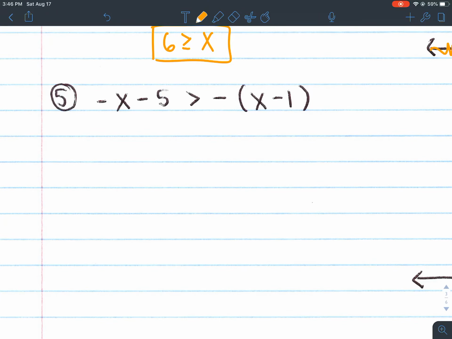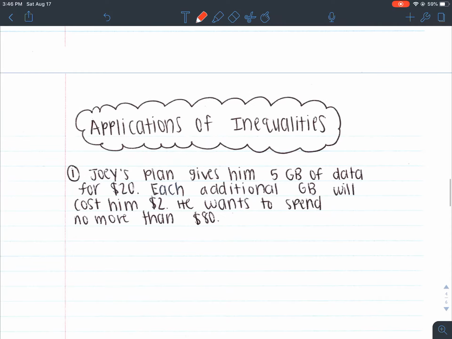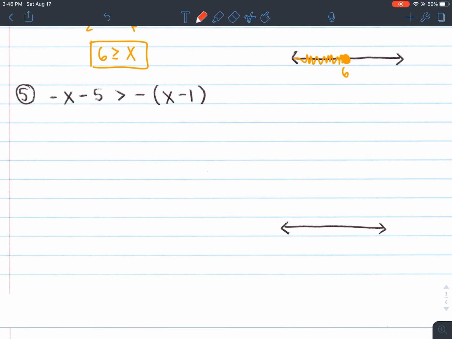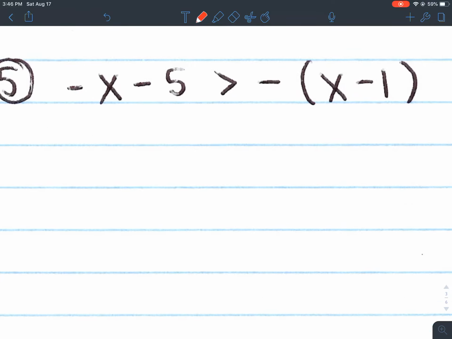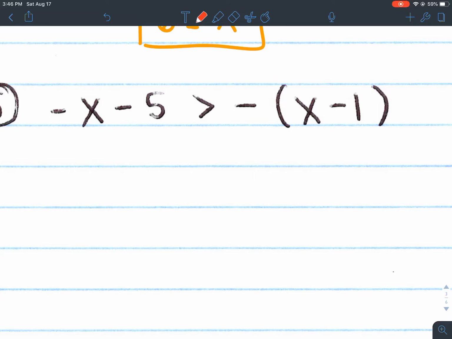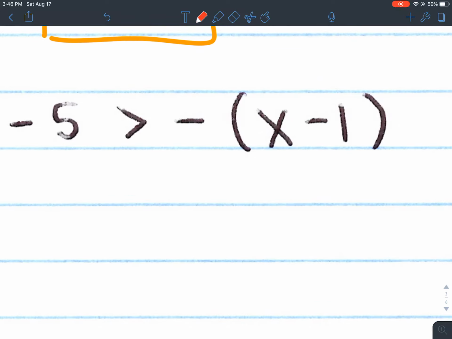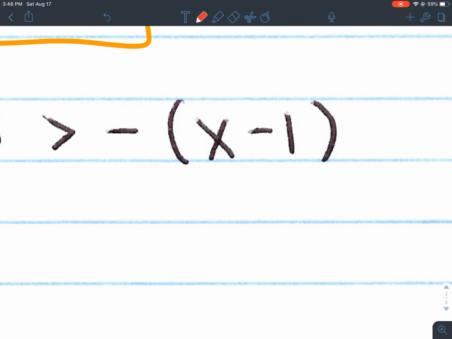All right, moving on. So this is our last example before we move into the word problems. So go ahead and do that. I'm excited. All right, we have negative x minus 5 is greater than negative x minus 1 in parentheses. Well, first thing I see is parentheses, and I need to get rid of them. But I'm like, well, there's no number attached on the outside. What am I supposed to do to get rid of it? Well, what's technically in front of those parentheses that we don't really write? Technically a 1, right?